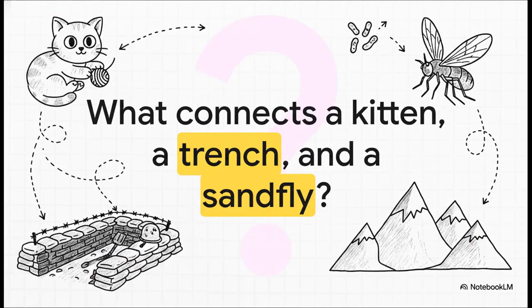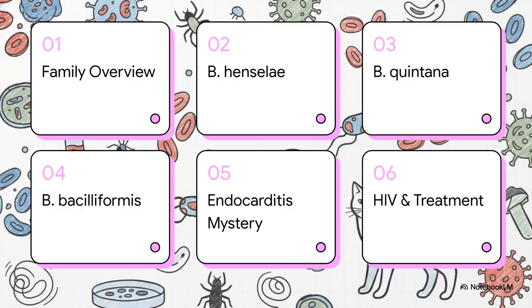So, to start us off, I want you to think about this question. What on earth connects a playful kitten, a muddy World War I trench, and a sandfly buzzing around the Andes Mountains in Peru? I know, it sounds like the setup to a bizarre joke, but the punchline is actually Bartonella. This just perfectly highlights the incredible, vector-borne diversity of these stealthy bacteria. Each of these environments hosts a specific species, and knowing exactly which one goes where, well, that's your golden ticket to mastering this topic.